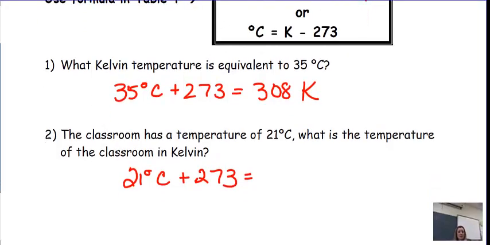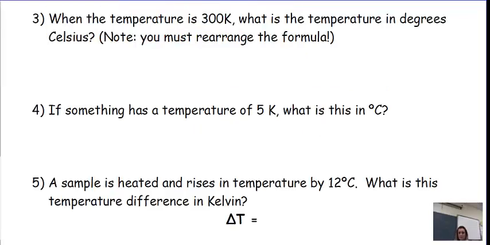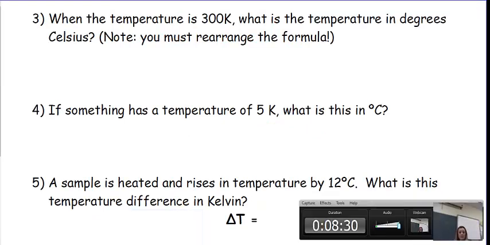For number 2, it says the classroom has a temperature of 21 degrees. What is the temperature of the classroom in Kelvin? So we take our degrees Celsius, we add 273, and let's use our calculators that we are so reliant on, we get 294 Kelvin. Okay, remember, do not put that little degree symbol there. So what I want you to do for practice is try to do 3, 4, and 5 on your own, using the formula indicated. Okay, and then come back to the video and check your answers.